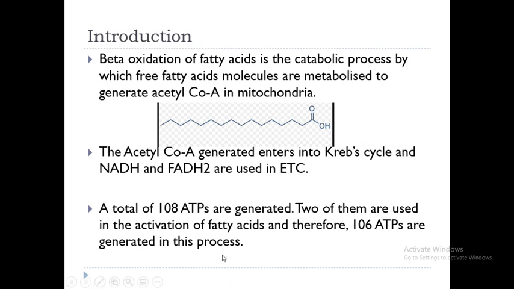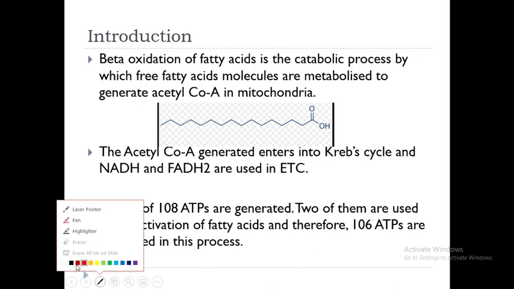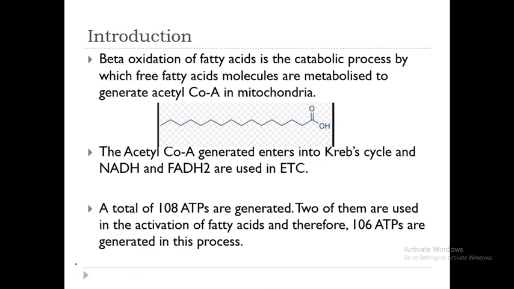So why is it called beta oxidation? Let us know here. The structure which is seen here in the slide is the palmitic acid structure. So it's a 16 carbon chain compound. The carbon which is directly attached to the carboxyl end, so this is the carboxyl end, is the alpha carbon, and the carbon which is attached to this alpha carbon is called the beta carbon.